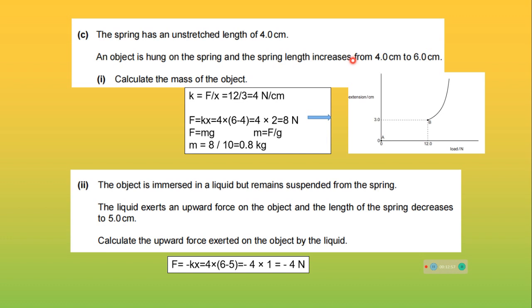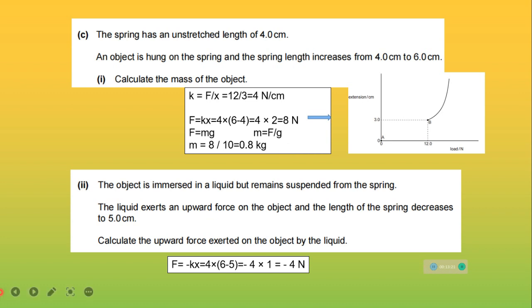Now here the data is given that the length increased from 4 cm to 6 cm. So extension is 2 cm here. We have extension x and the value of k also. So load F is equal to 8 Newton. Now we know that F is equal to mg. So m is equal to force divided by g.